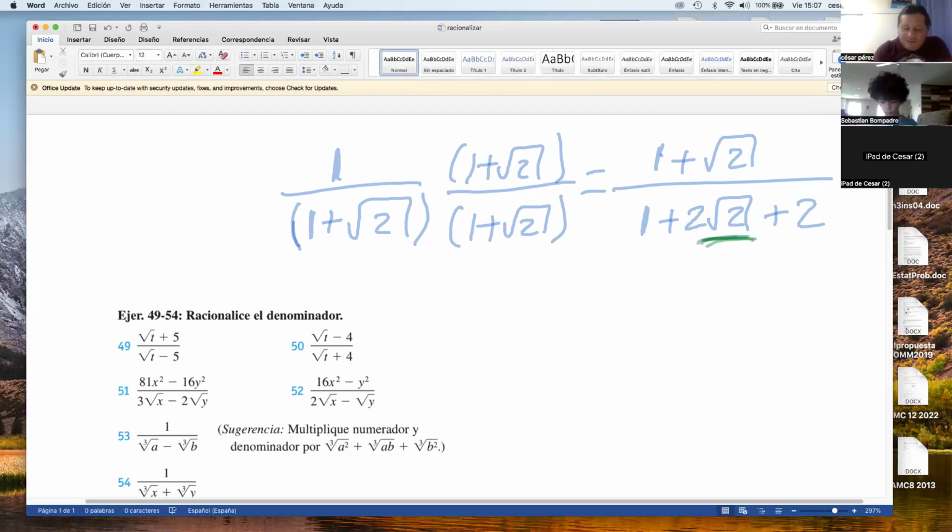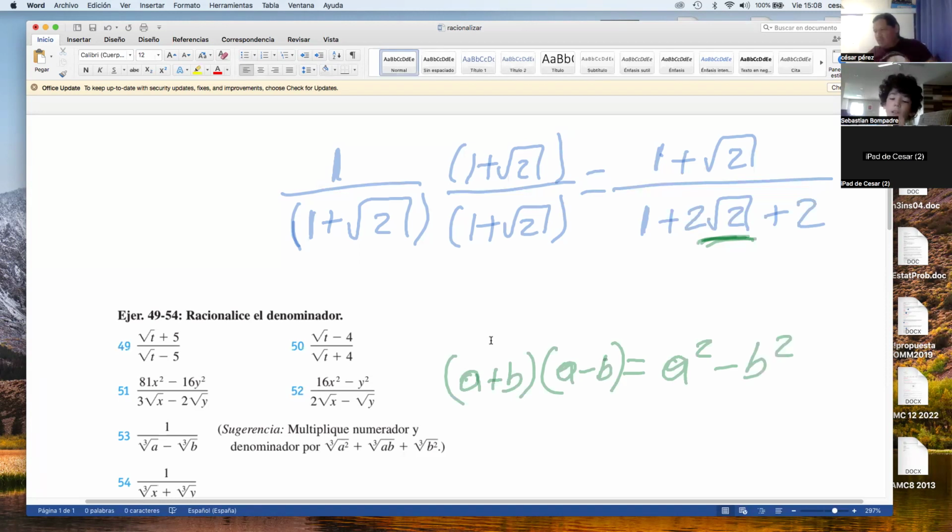And the trick is this. We know that if we multiply a plus b and a minus b, it's a squared minus b squared.